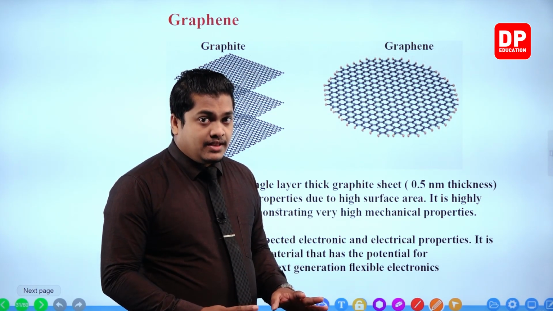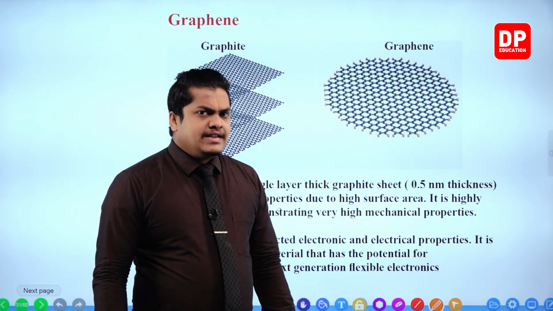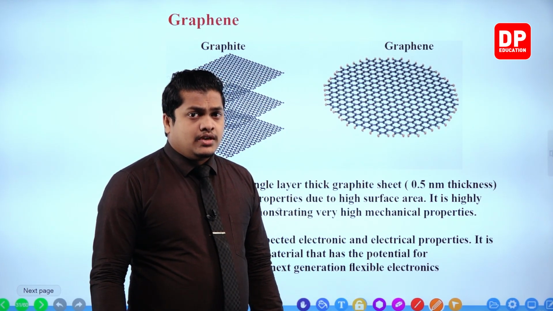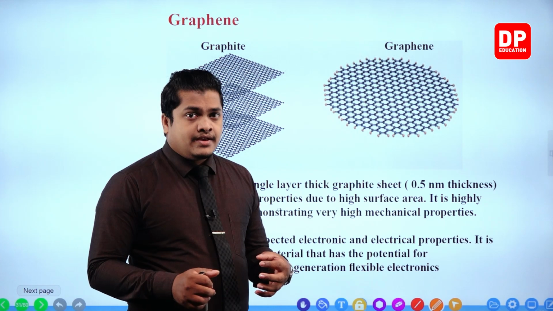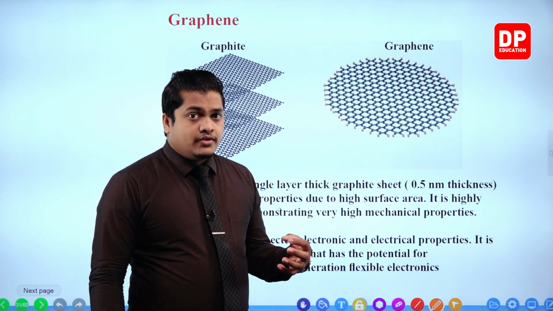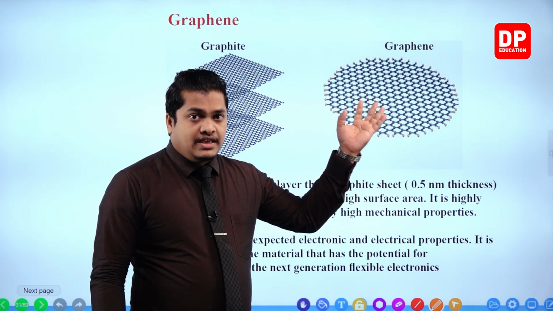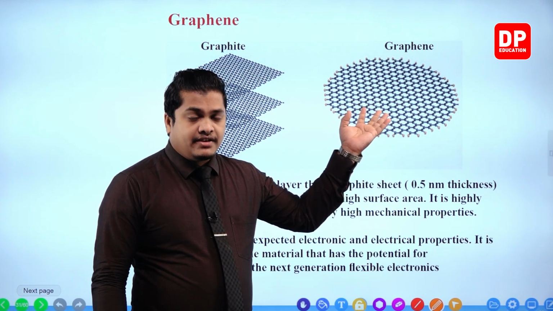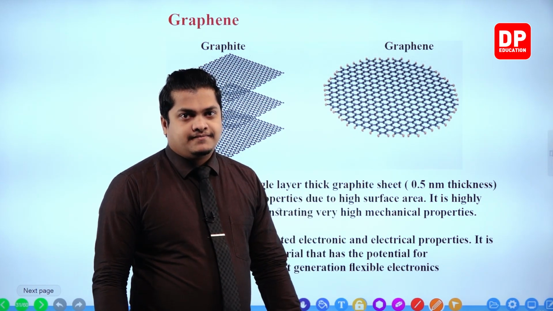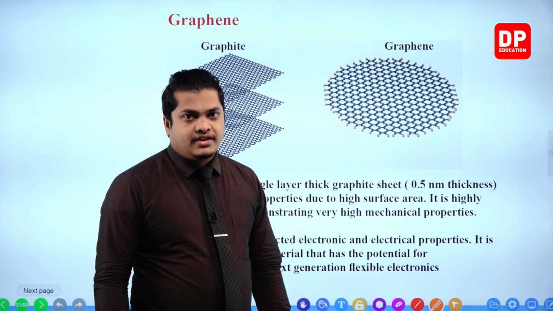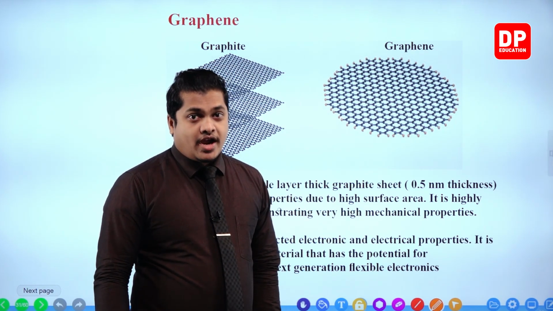Even though it is flexible, the strength of these layers is very high. To compare or to show the strength of graphene, there's a metaphor like this: you can keep an elephant on top of this graphene layer, and even though the elephant is placed on it, the layer does not get broken. That much strength can be observed within graphene. However, it is flexible, right? So it is strong and also flexible.